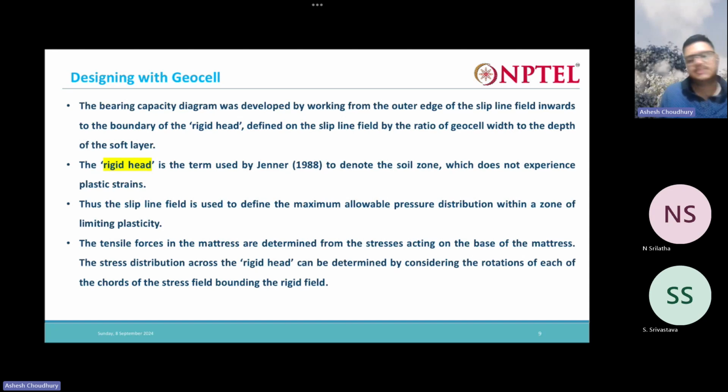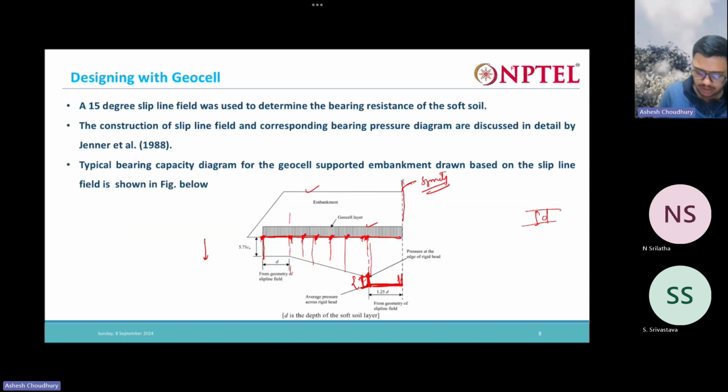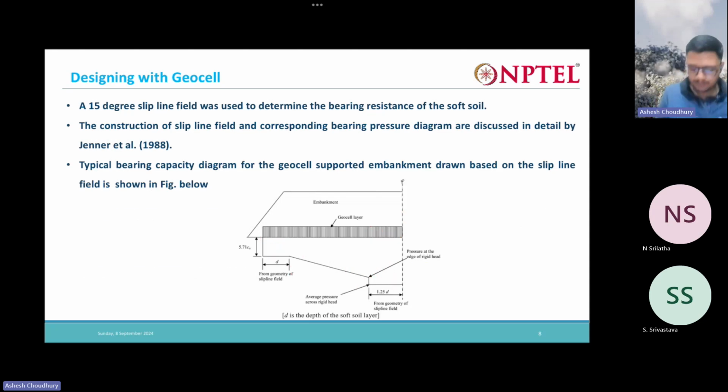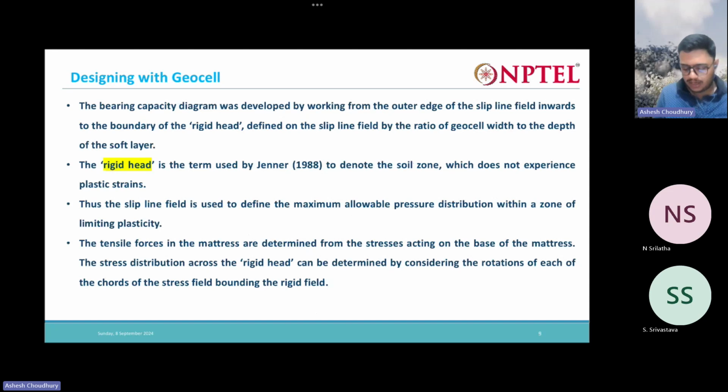The bearing capacity diagram was developed by working from the outer edge of the slip line field inwards to the boundary of the rigid head. So this is the boundary of the rigid head. From the outer edge we are working towards this side to the boundary of the rigid head. So this portion is known as the rigid head. Why it is known as the rigid head, we will see now. It is defined on the slip line field by the ratio of the geocell width to the depth of the subsoil layer.